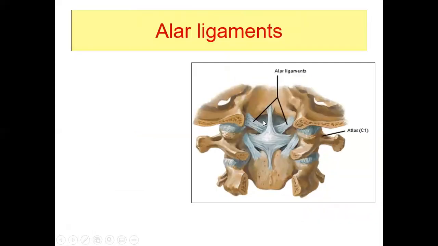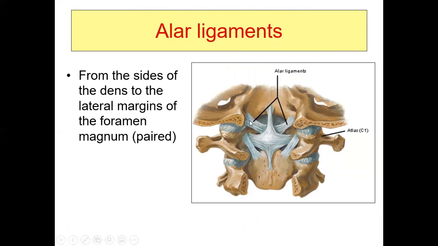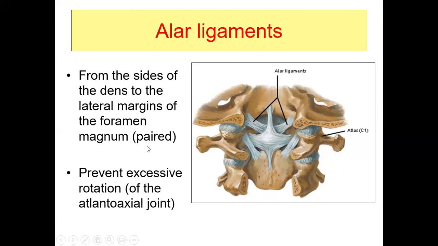And then for the alar ligament, it attaches from the side of the dens to the lateral margin of the foramen magnum. You see here, this is the lateral margin of the foramen magnum. The function of the alar ligament is to prevent excessive rotation of the atlantoaxial joint.